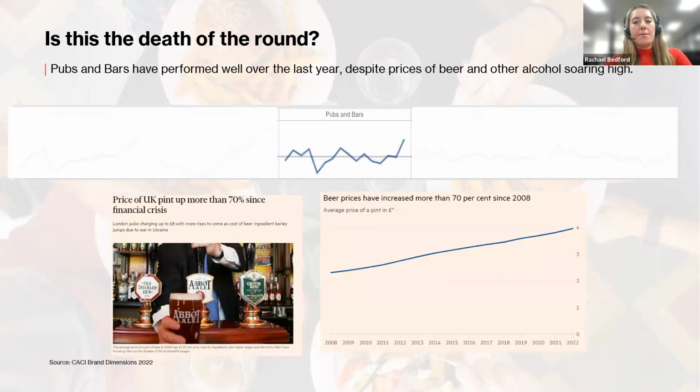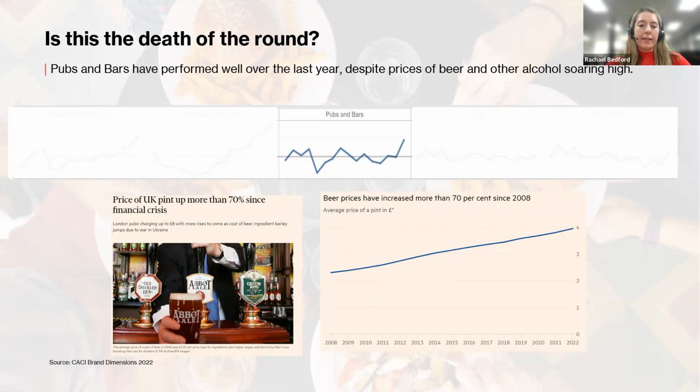So looking at pubs and bars, they have fared well year on year, with the likes of the World Cup and a COVID-free Christmas boosting performance. But we have seen over the last year that pubs are continuing to be attractive to consumers. Let's face it, we're British and not much stands between us and the bar. However, the way we are interacting with pubs has changed.